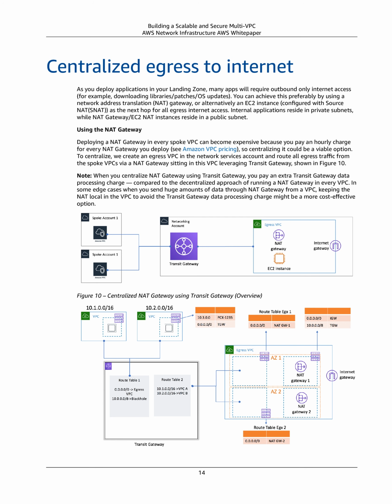Note, when you centralize NAT gateway using transit gateway, you pay an extra transit gateway data processing charge, compared to the decentralized approach of running a NAT gateway in every VPC. In some edge cases, when you send huge amounts of data through NAT gateway from a VPC, keeping the NAT local in the VPC to avoid the transit gateway data processing charge might be a more cost-effective option.